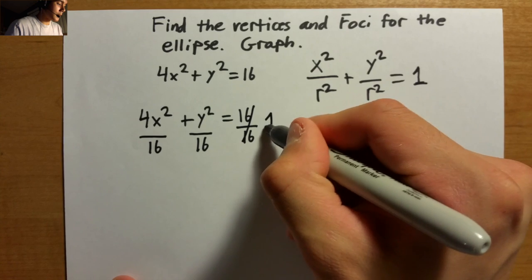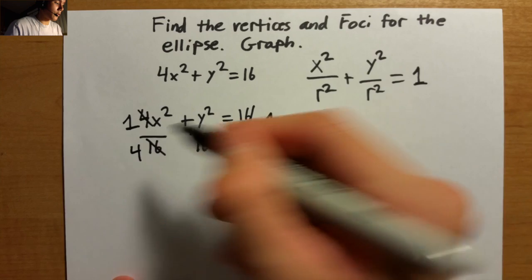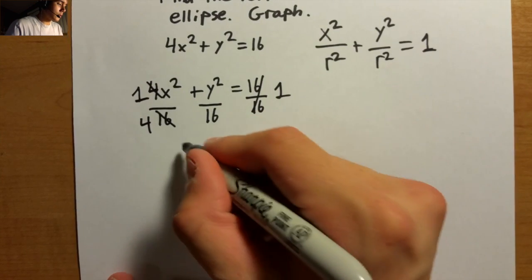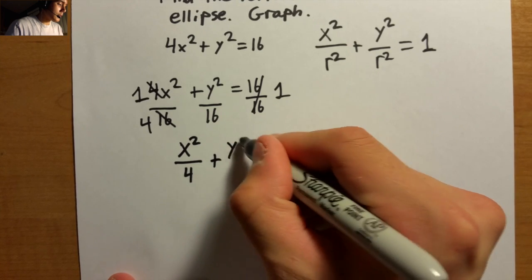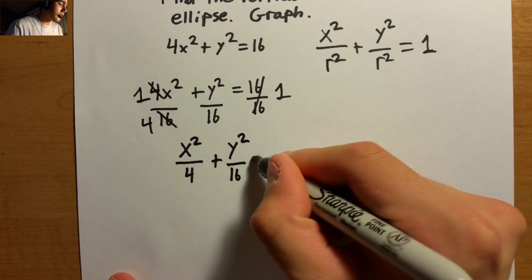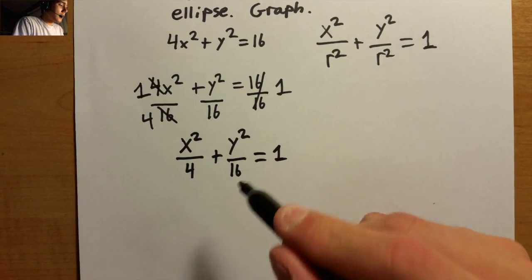So this cancels out, becomes a 1. And this can cancel out and become a 1. And this can cancel out and become a 4. So now our equation is going to be x squared over 4 plus y squared over 16 equals 1. So now in the equation in this form, it's telling us a few things.